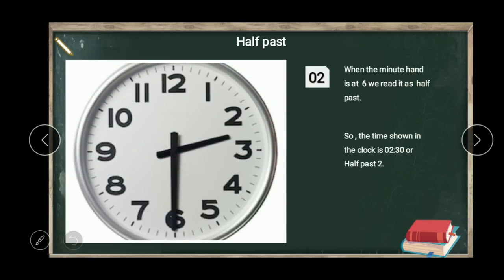Now when the minute hand is at 6, we read it as half past. Here the minute hand is at 6 and our hour hand is in between 2 and 3. So the time is half past 2. It means 2:30 or half past 2.